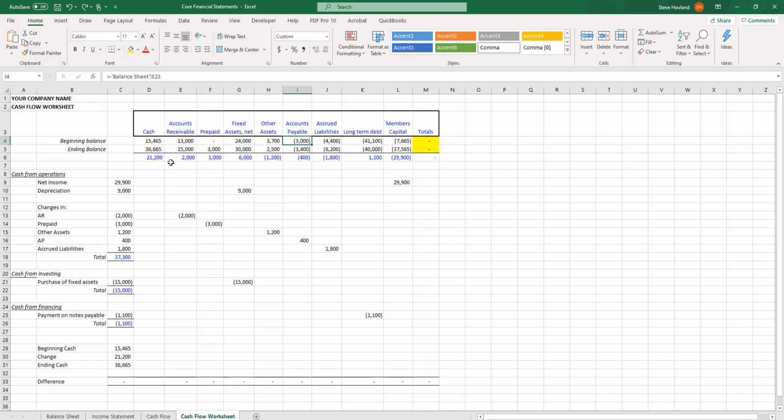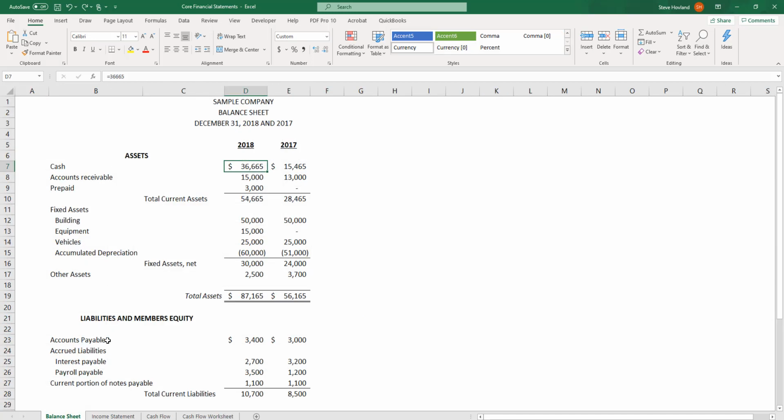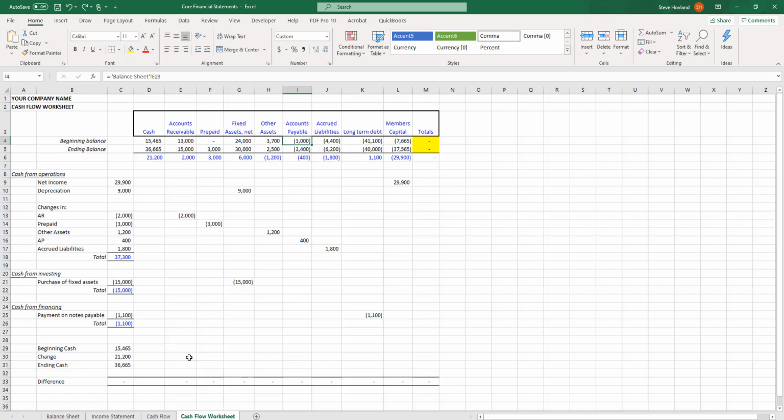So here we go through and we calculate the change in each one of these balance sheet accounts. And these are the major accounts. Again, this comes from the balance sheet itself, not from the GL, because the GL may have like 10 AR accounts and 4 other asset accounts. This is just taking the totals from the actual balance sheet.